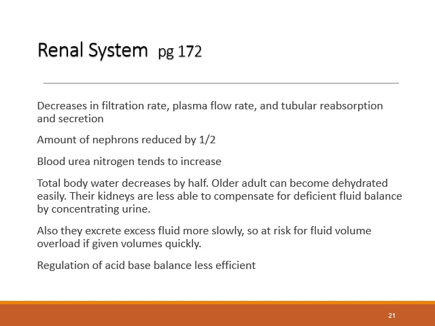Total body water decreases by 1/2. Well, when you start with 1/2 body water, it's really easy to go to dehydration. So the older adult can become dehydrated easily. Their kidneys are less able to compensate for deficient fluid balance by concentrating urine. We also have something called antidiuretic hormone, which holds on to fluids so that we don't become dehydrated. But what if that's not working right?